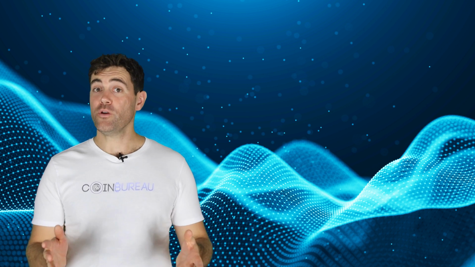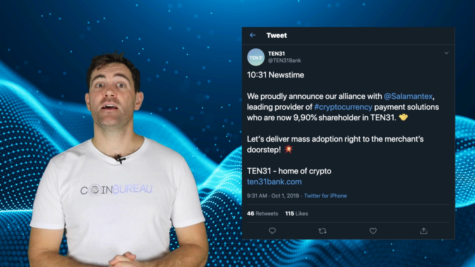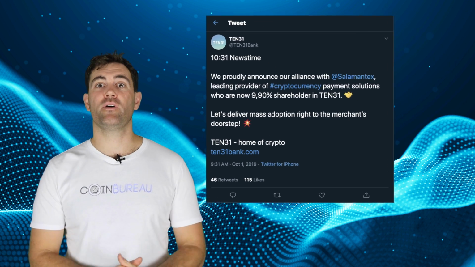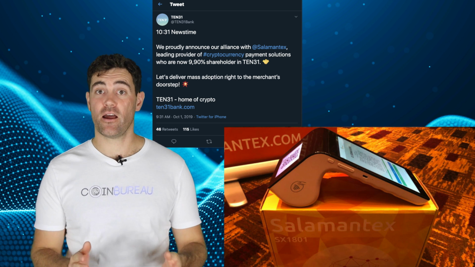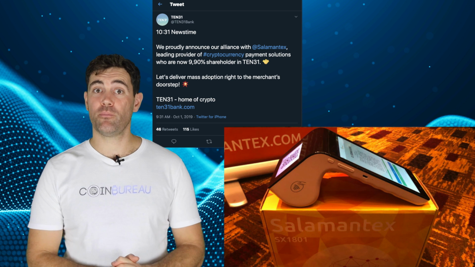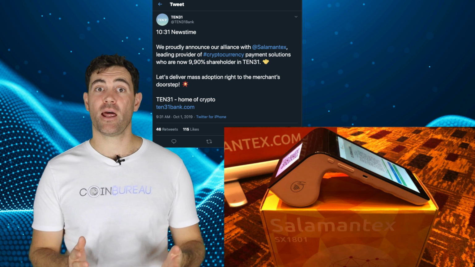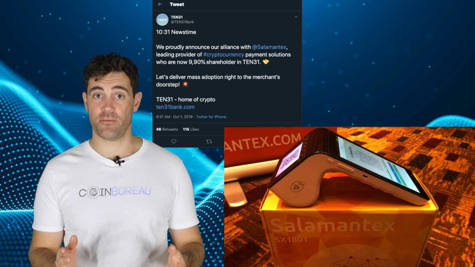Oh yes, Weg's crypto banking unit, that's 1031, announced that Salmantex, a leading provider of crypto POS terminals, were now 9.9% shareholders in the bank. Although no official announcement has been made yet, it probably wouldn't be surprising if we heard that the plan was to integrate Nimiq Oasis into Salmantex point-of-sales terminals.